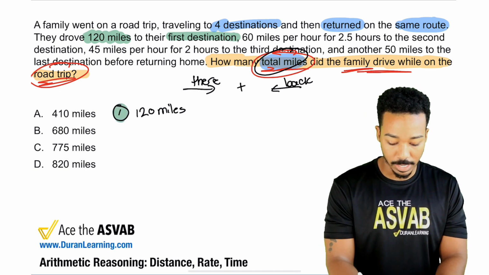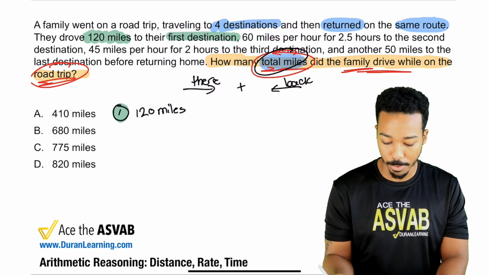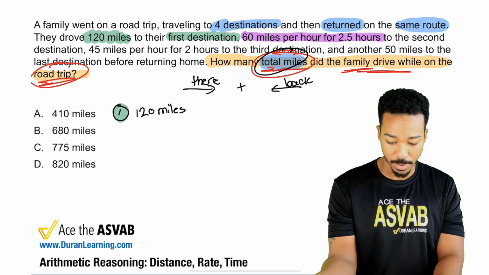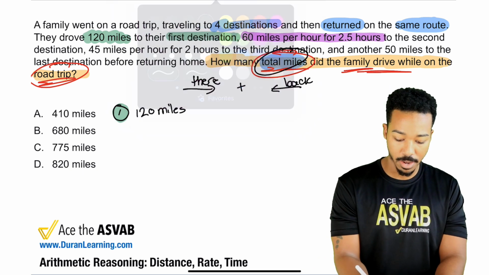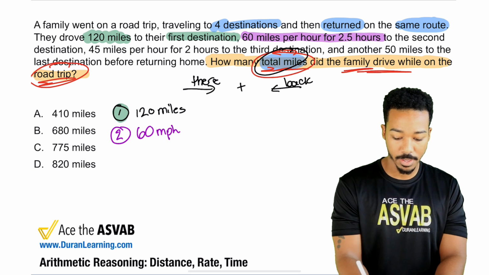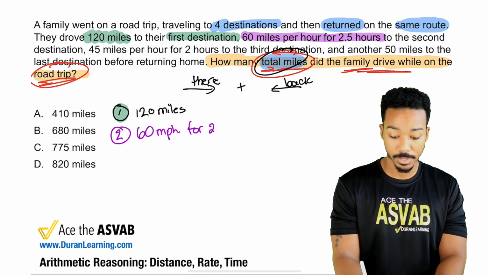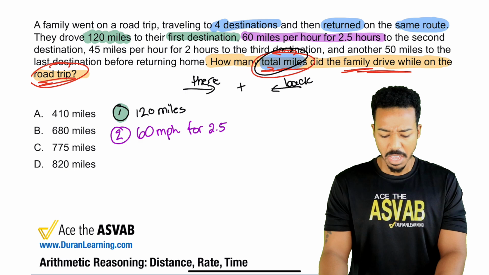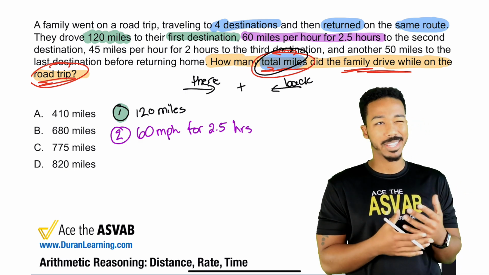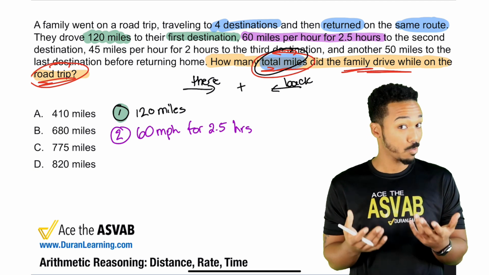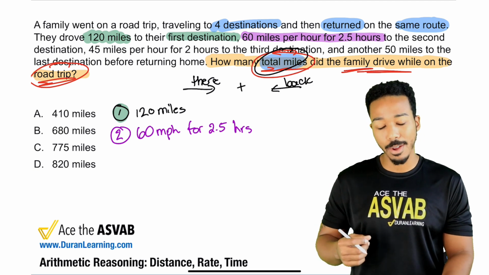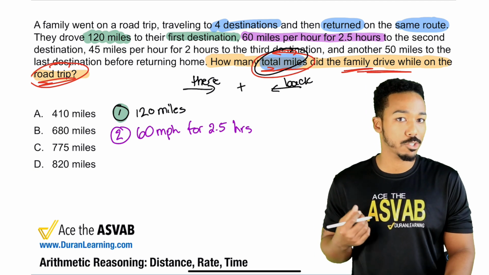Now let's take a look at the next piece of information. Let's use purple here. 60 miles per hour for 2.5 hours. Okay, no worries, right? So how do we figure out how many miles that is? Because we see miles per hour, that's not exactly a distance, that's a rate. That is a rate, that's speed. And so this is where I really need to make sure you understand why formulas are so important.